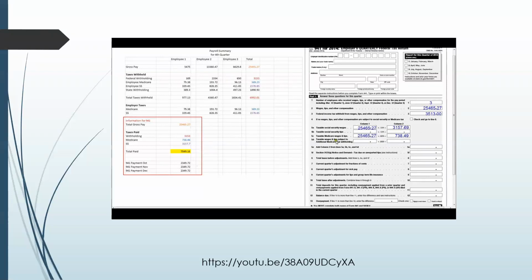And in 5E, we're going to add column 2 from lines 5A, B, C, and D. So I'm going to add together the $3,157.69 and the $738.49. And when I add those together, I'm going to come up with a total of $3,896.18. And that is line E.